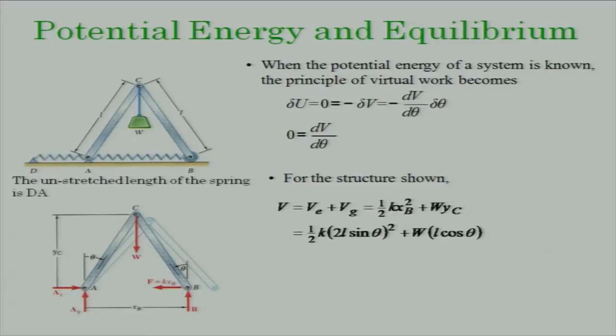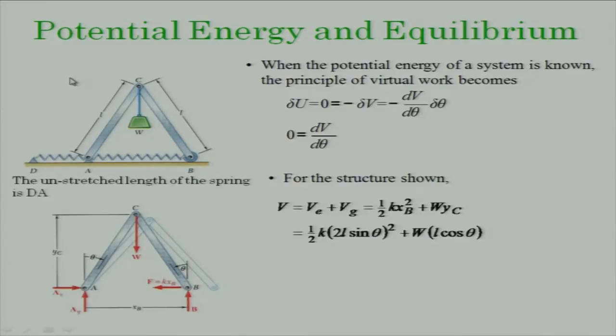Now let us do this simple example. What we know for this structure is that the unstretched length of the spring is dA. This spring is fixed here and attached to the roller at point B. There is a hinge here to which you have two rods, pinned at A and pinned at C, and these two rods meet at C. And what we are asked in this problem is, if we tie a weight W at point C, what will be the resulting configuration, or what will be the resulting angle? If we define this angle as theta, then what is the resulting angle theta at equilibrium is what we are asked to solve.